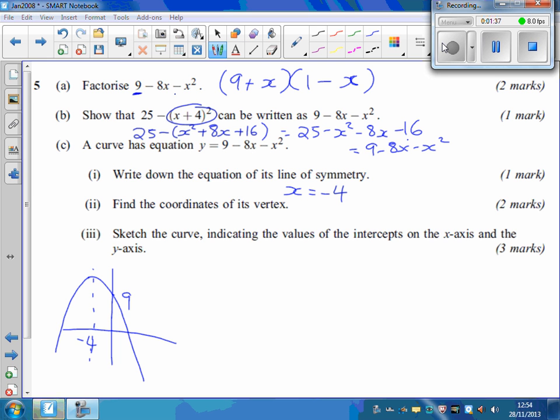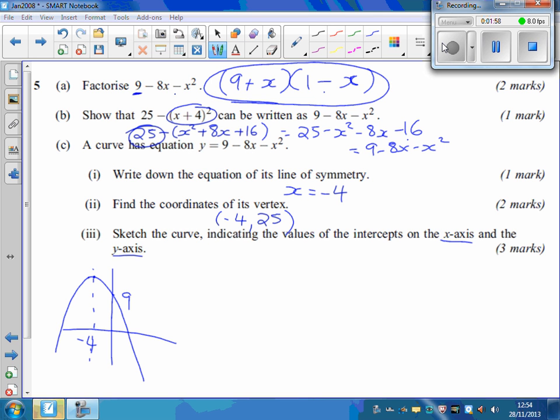The coordinates at its vertex, we've already thought about that. That would be -4, and how high is it going? It's going all the way up to 25. And then sketch the curve. I've sketched the curve. Intersect the values of the x-axis and the y-axis. I've only done the y-axis, so the x-axis, I've done the work for it up here.